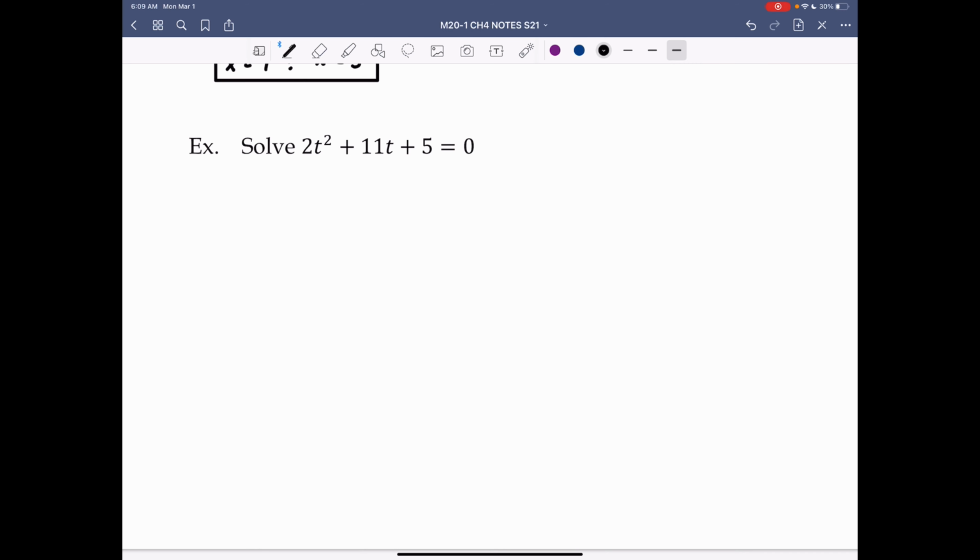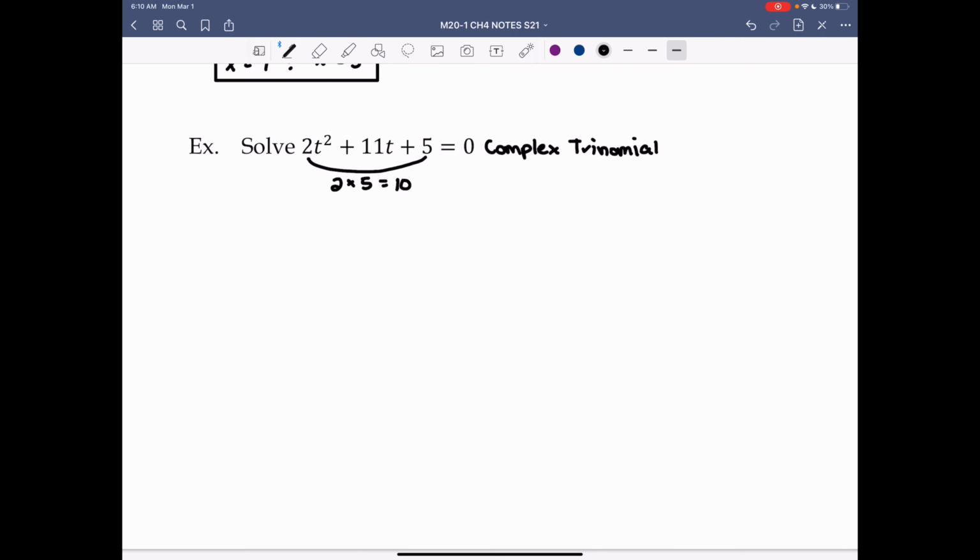Example: solve 2t squared plus 11t plus 5 equals 0. Look for a common factor among 2, 11, and 5. There's no common factor there, so I want to factor this trinomial, but I have something other than a 1 in front of the t squared term. That makes this a complex trinomial. So we have to multiply a times c. 2 times 5 equals 10. Okay, so this is a complex trinomial.